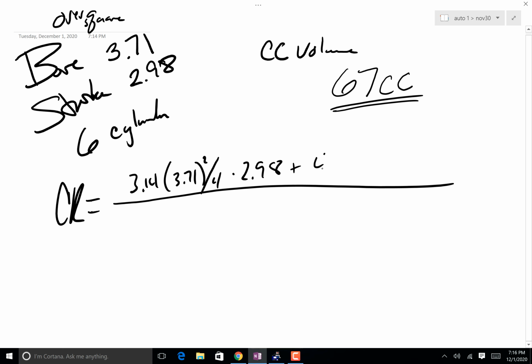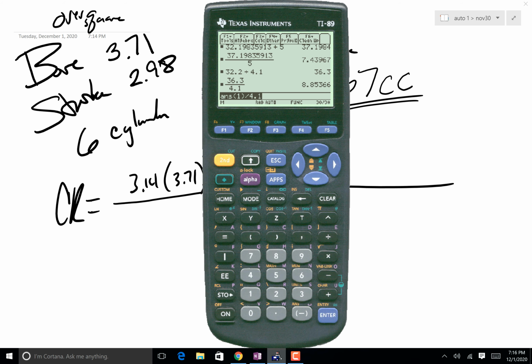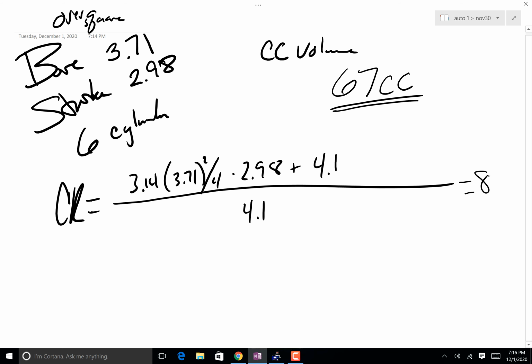Did you do that behind our backs? I did. That's what you do when you're a teacher. You figure problems out. Oh, look, when you divide it out, look what you get. Lo and behold, you get about 8.85 to 1 compression ratio. Slick as a whistle, man. Slicker than a whistle. By the way, flat top pistons here. That's what we did it as, so I'm going to go ahead and put it back on there.